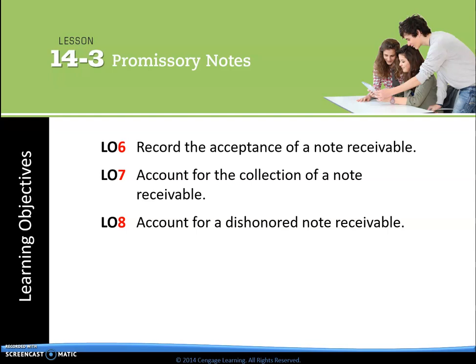Section 14.3 is on promissory notes. We have 3 objectives. You need to be able to record the acceptance of a note receivable, you need to be able to account for the collection of a note receivable, and you need to be able to account for a dishonored note receivable.